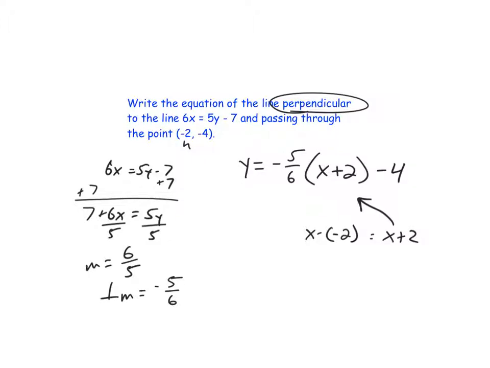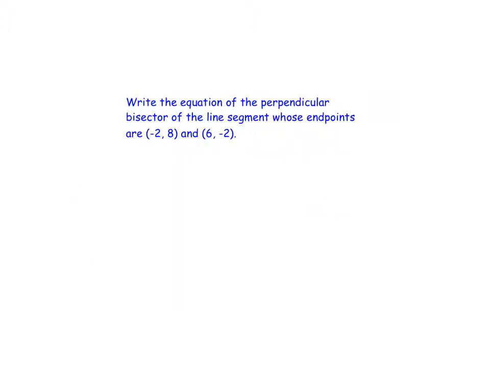All right, our final one. Check this out. Whoa! Equation of the perpendicular bisector. Think about what that means. Perpendicular bisector means you got to find a midpoint. Because of that word bisector there, I need the midpoint.